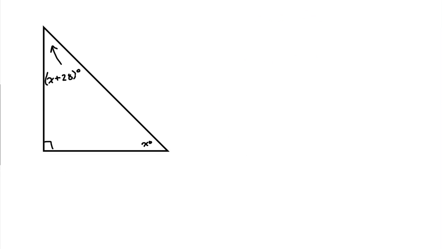Let's look at an example. Here we have a right triangle, and we want to find the missing angle measures. Because it's a right triangle, we know right away that this right here is a 90-degree angle, and that the sum of these angles is 180 degrees. So we're just going to write a simple equation using that information. So we're going to put all those angles, and it adds up to 180 degrees.